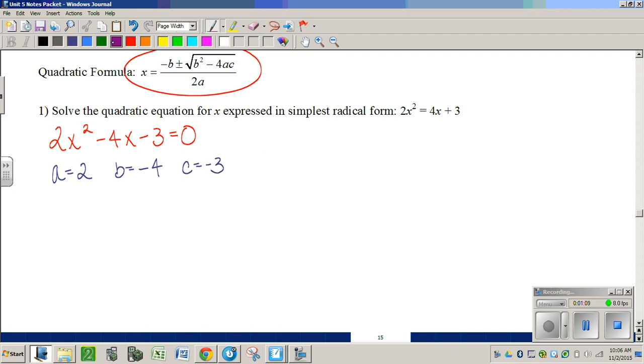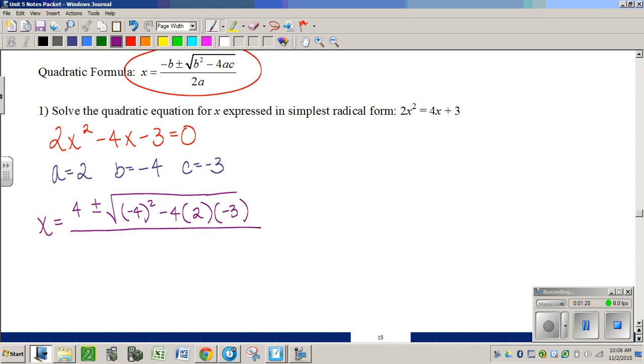I'm going to substitute everything into my formula. x equals negative b, so that's going to become a positive 4, plus or minus the square root of b squared, so negative 4 squared. Make sure that turns out to be a positive there, folks. Minus 4 times a times c. So I am literally just substituting all those values I just identified into my formula.